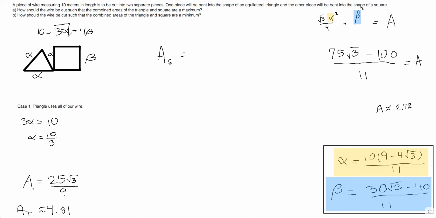So alpha is just going to be 0 because we're not going to include a triangle in this. We're only including the square, which means beta is going to be 10 over 4. If we reduce that, we get 5/2. So that means the area of the square with the side length of 5/2, we're just going to square that. We're going to get 25/4.